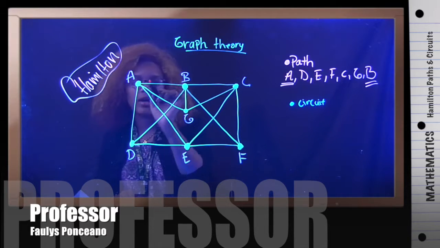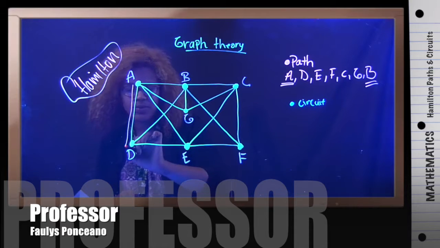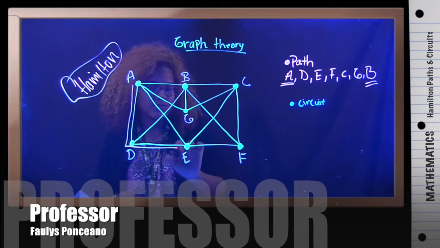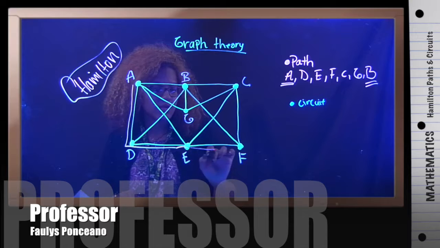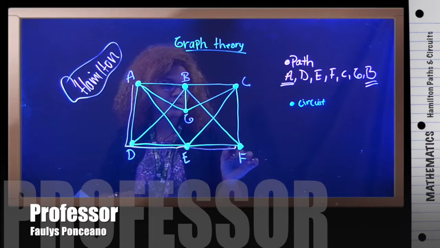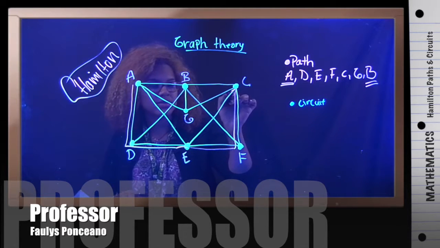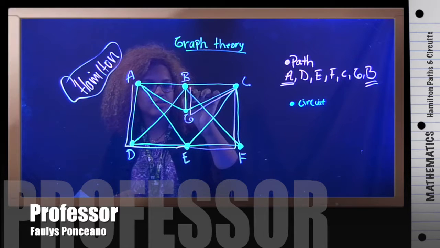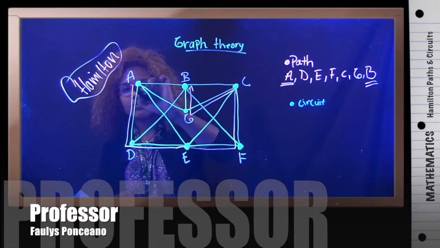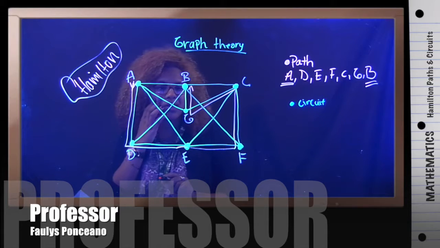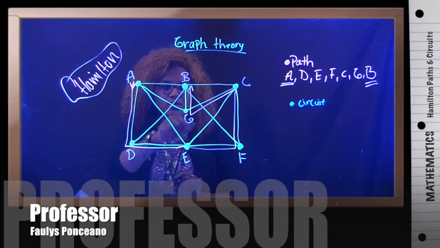So I'm going to go from A to D, from D to E, E to F, F to C, C to G, and G to B. Okay? Right? I have only gone through each vertex only once.